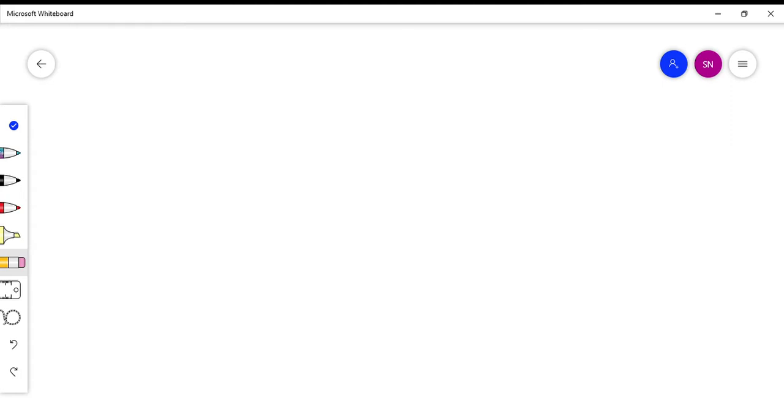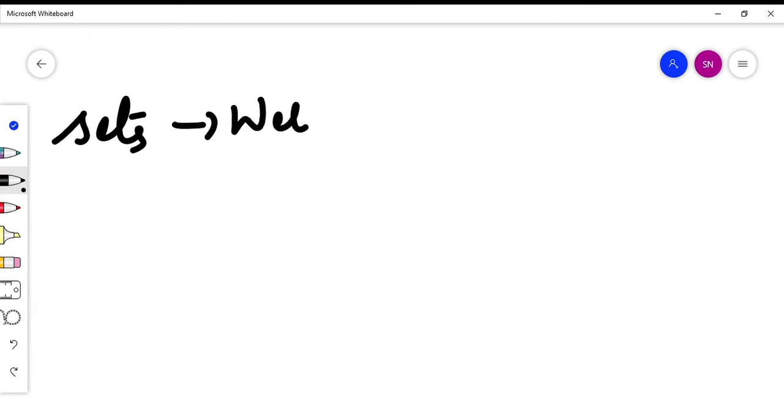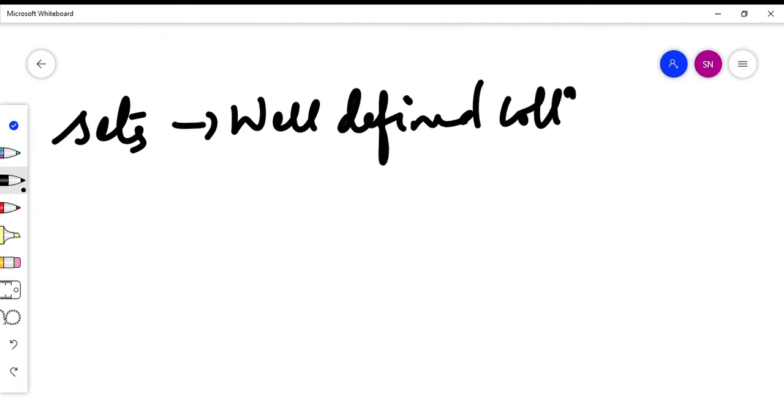So I will write the definition of a set. A set is nothing but a well-defined collection of objects. Now, this is how I write collection, that is only for my reference. So people who are finding it difficult, please write it as collection as one particular word itself. So the definition goes: well-defined collection of objects.